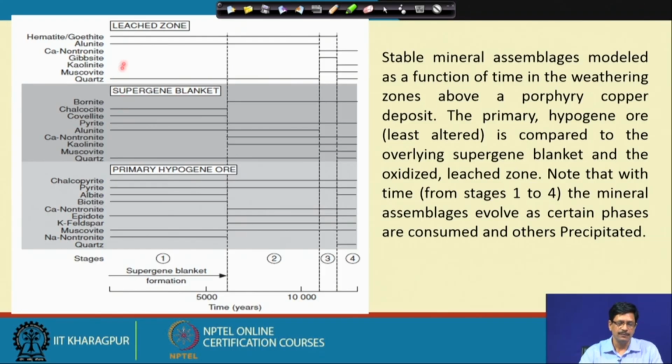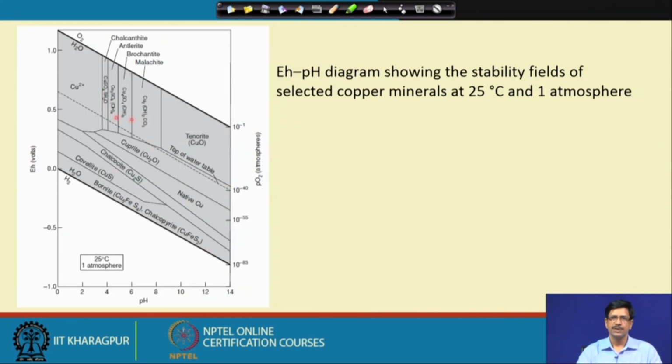And the leached zone, which we labeled essentially as the iron hat or the gossan, has hematite, goethite, and sometimes even some gibbsite or kaolinite type of clay. So, the situation, the mechanism, also can be explained with the help of an Eh-pH diagram, where the appropriate reactions could be written.